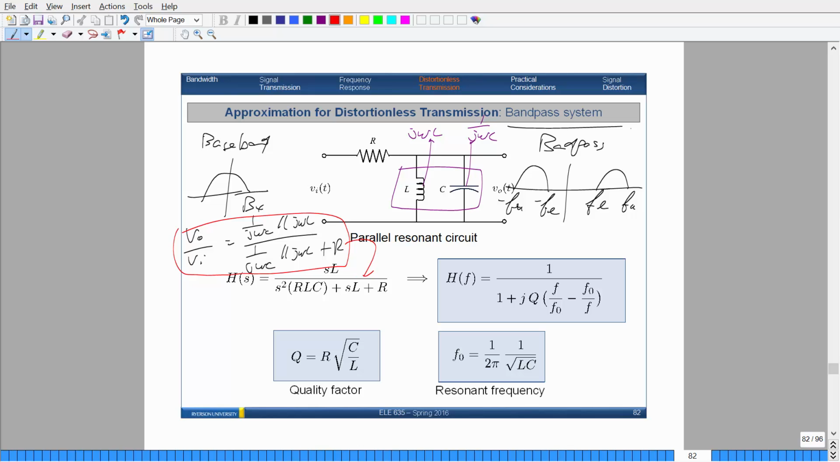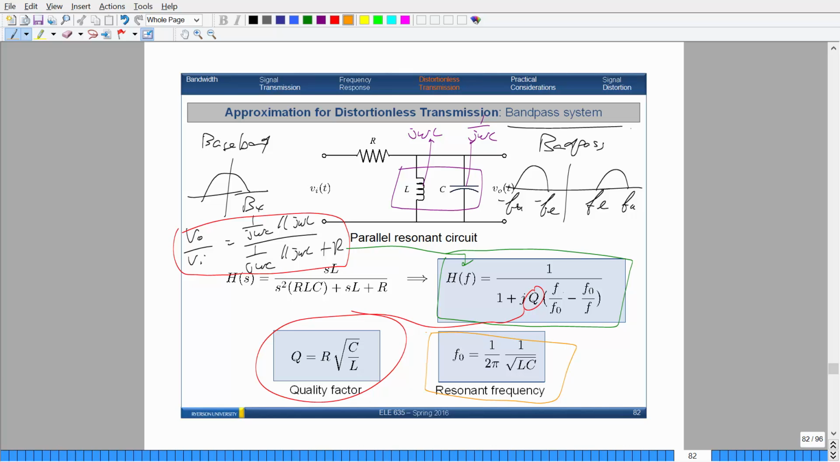When you substitute j omega into here, actually no, sorry, we will put that into here. When you simplify this, what you'll get is this expression over here. There's a lot of different things going on. This constant Q is what is known as a quality factor, and I'll talk about the quality factor in a little bit. And this f0 is what's called the resonant frequency.